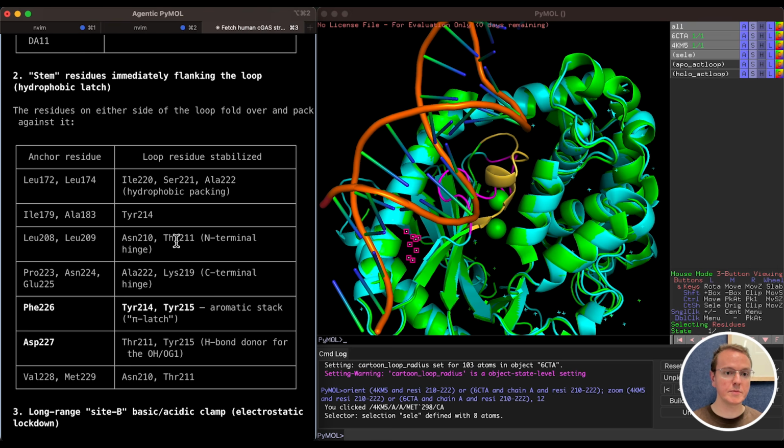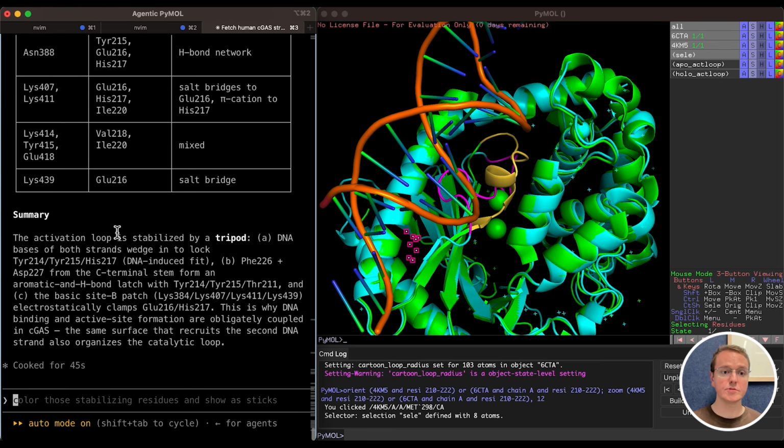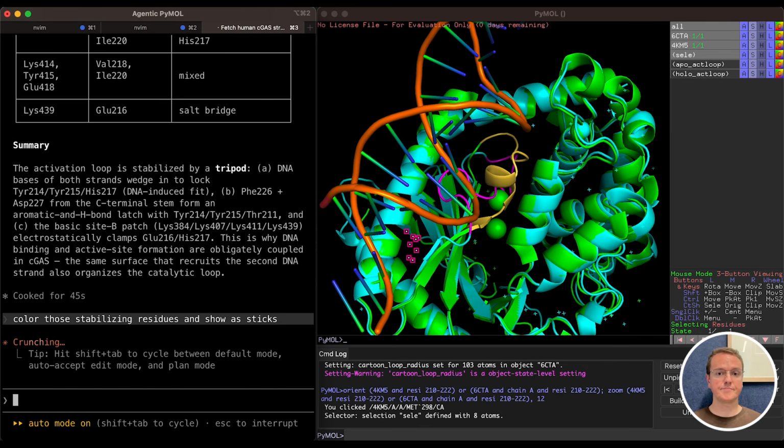One recurring theme I'm seeing is that there is this tyrosine at positions 214 and 215, as well as the histidine at 217, that it seems to be making some sort of tripod in the activation loop in the bound form. So let's visualize this. In fact, yeah, we can just autocomplete. Color these stabilizing residues and show them as sticks. So let's go ahead and do that.